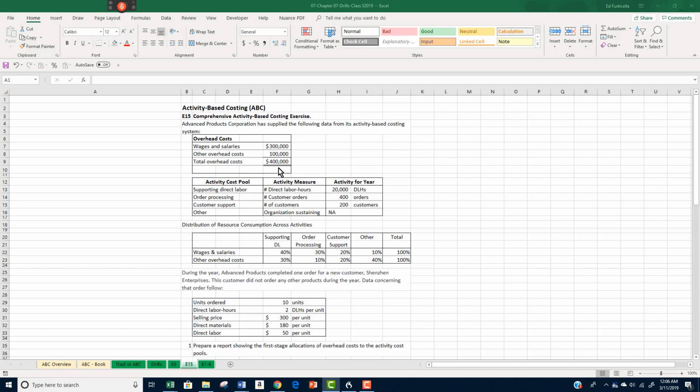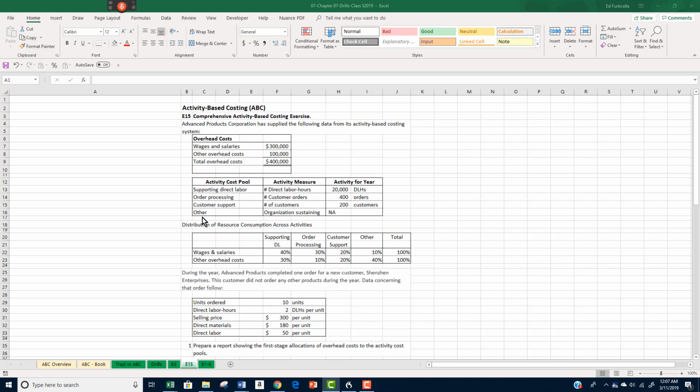The next thing you should note is they've given us a listing of their activity cost pools, the activity measures related to the cost pool, and the activity for the year. So the activity cost pools, they have four. One is supporting direct labor. So these are the individuals who would support the people who have been identified as direct labor. Another cost pool is order processing. The third is customer support. And then the fourth is just labeled other.